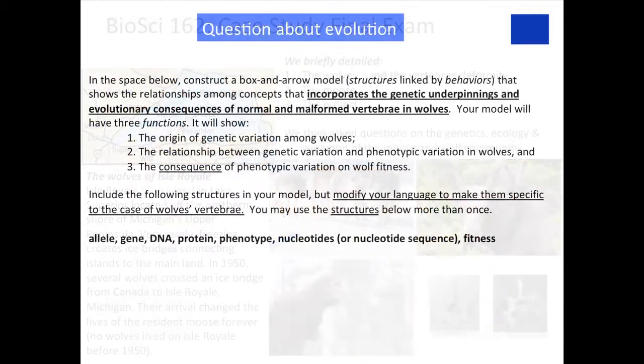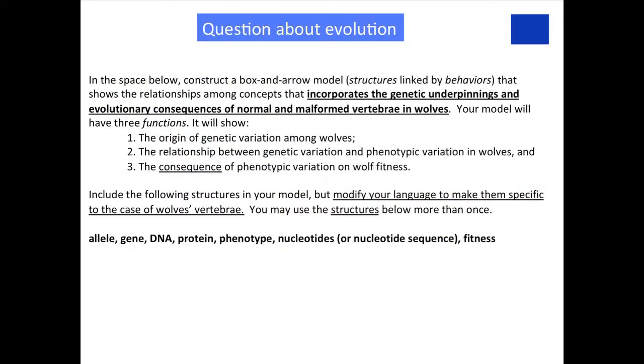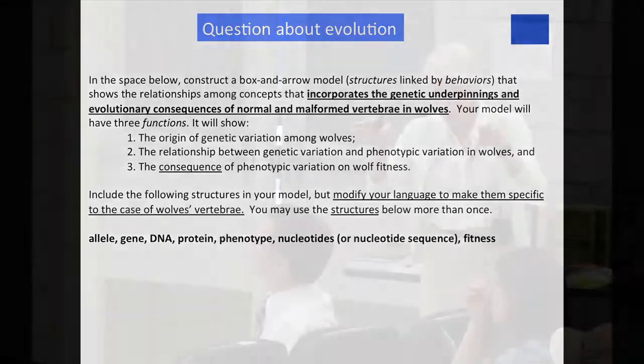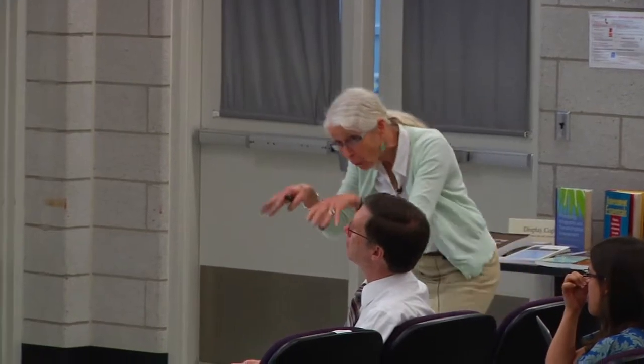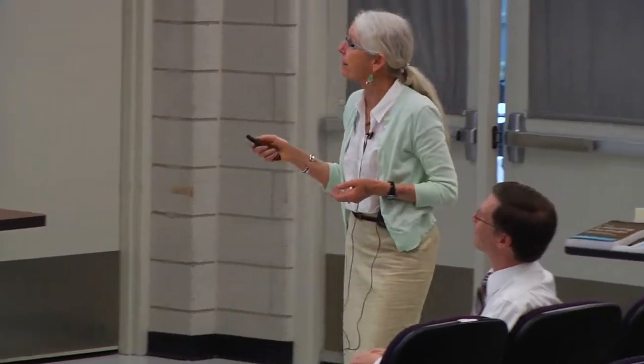So now the question about evolution is that they have to do a box and arrow model. We tell them in this case what kind of model they must do. I'll show you other kinds of models. And they have to incorporate the genetic underpinnings and evolutionary consequences of normal and malformed vertebrae wolves. So we have 2 kinds of wolves, normal and ones that have a problem with their neck. And if you can imagine being a wolf with that, you may have some issues here, right, in terms of predation, okay?